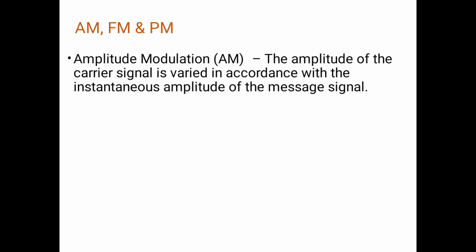That means if the message signal amplitude is increasing, then the carrier signal amplitude is also increasing. If the message signal amplitude is decreasing, then the carrier signal amplitude is also decreasing. That means the amplitude of the carrier signal is changing according to the amplitude of the message signal. This type of modulation is known as amplitude modulation.